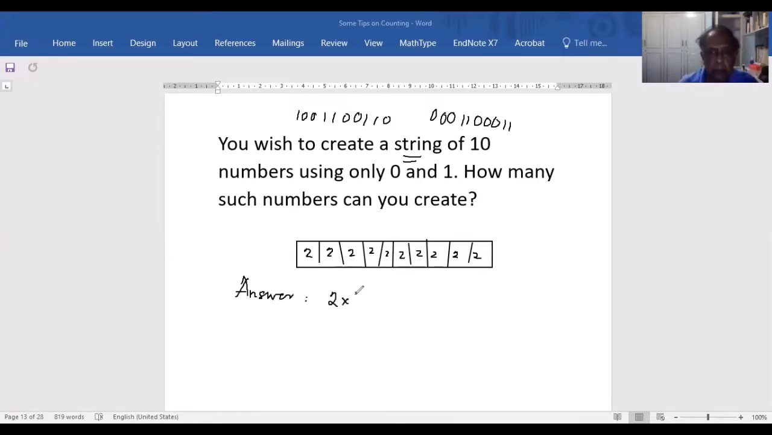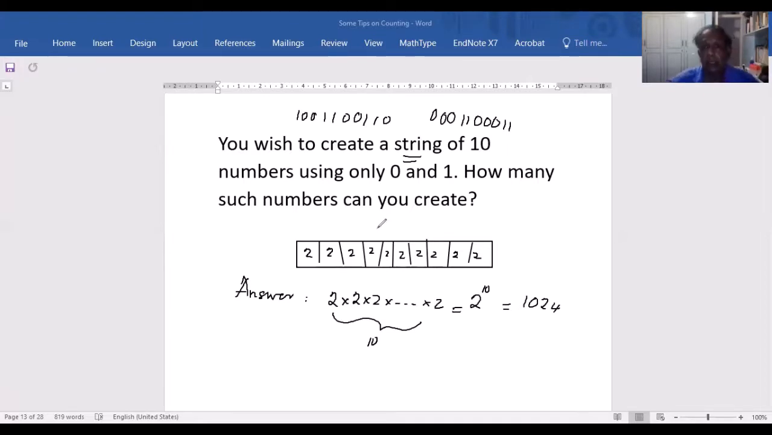2 times 2 times 2. But there are 10 of them. So it's 2 to the power of 10. Okay, and if you care to actually find out what that is, it works out to be 1024. So there are 1024 such numbers.